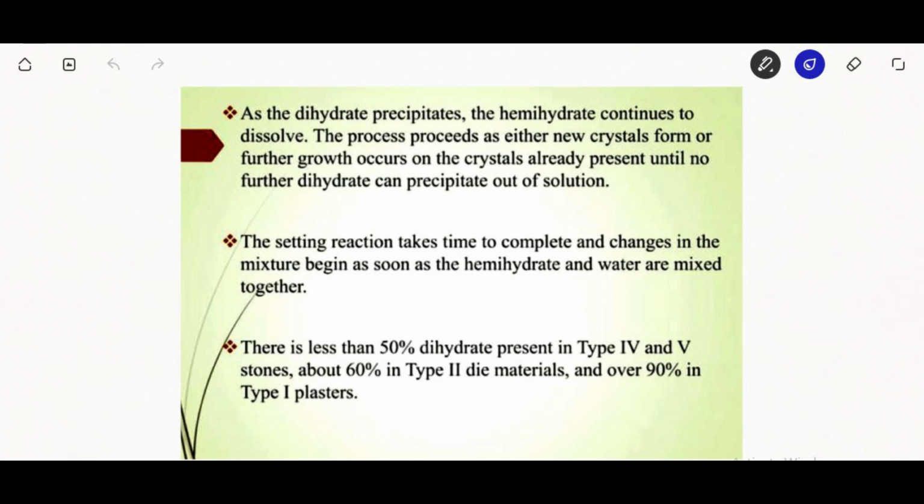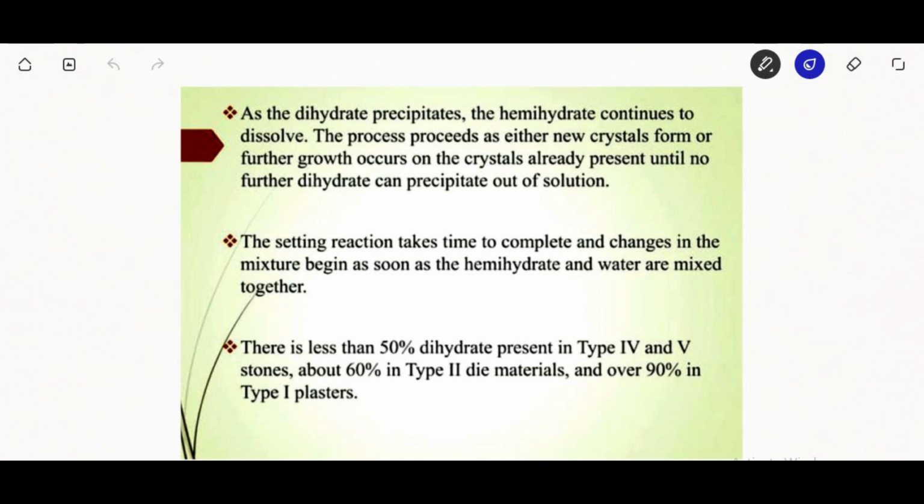changes in the mixture begin as soon as hemihydrate and water are mixed together. Initially what you will see is there is little reaction and no rise in temperature. This time is the induction period. As the reaction proceeds, the gypsum is formed in the form of needle-like crystals. They are spherulites.